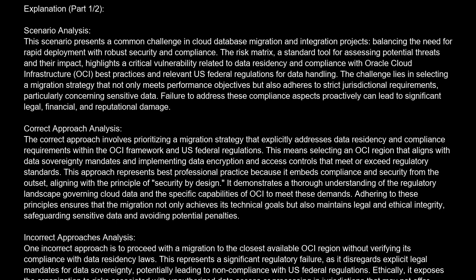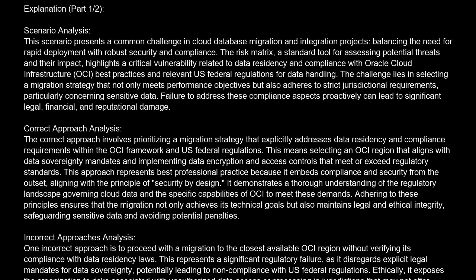The challenge lies in selecting a migration strategy that not only meets performance objectives, but also adheres to strict jurisdictional requirements, particularly concerning sensitive data. Failure to address these compliance aspects proactively can lead to significant legal, financial, and reputational damage.